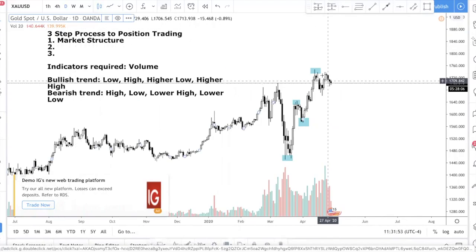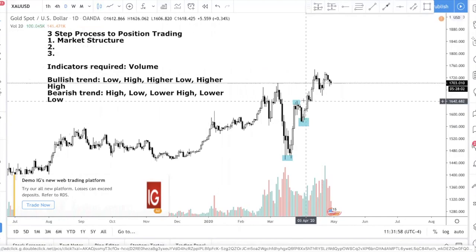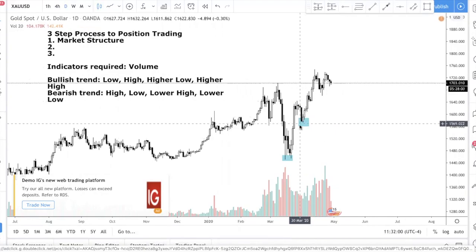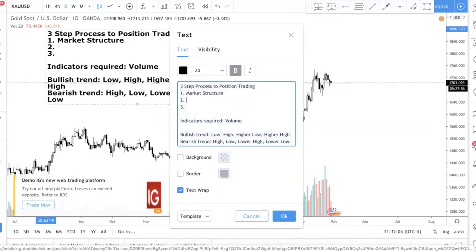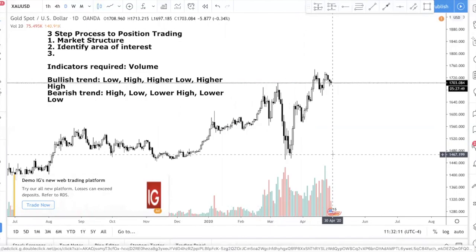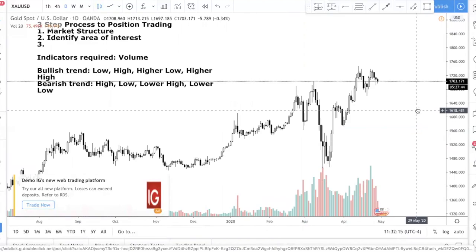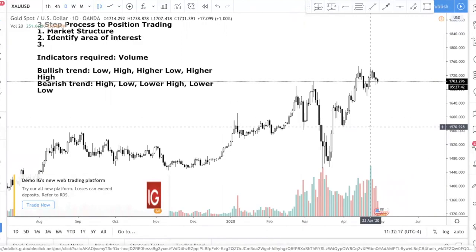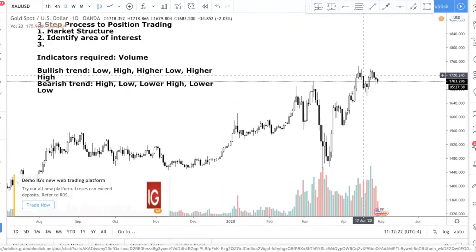Second step, right, is to actually find where the area of interest is. Earlier on, in step one, you actually identify your buyers and what you want to do. So for example, now we're looking at gold, and you see that we are in an uptrend, as I marked just now. We're in an uptrend, so you want to buy.